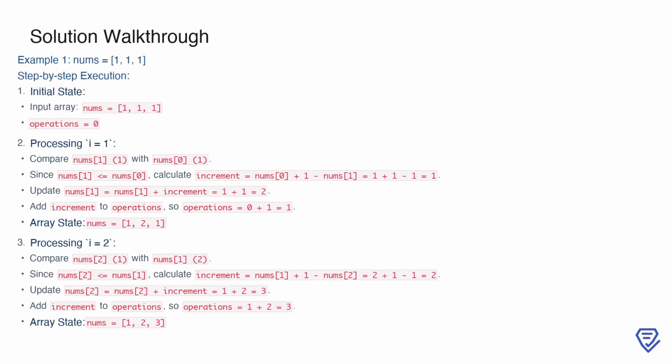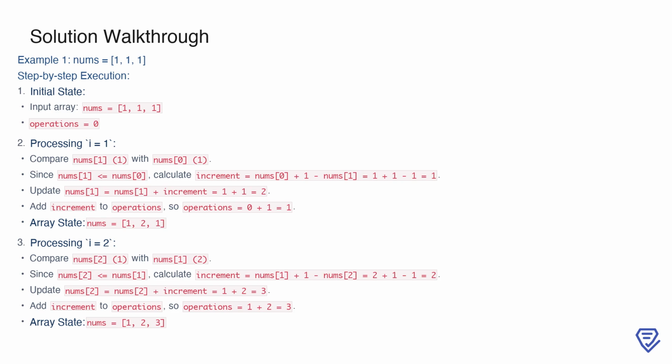To solve this problem, let's start with the example where nums equals [1, 1, 1]. Initially, the input array is [1, 1, 1], and the operations counter is set to 0. First, we process the element at index 1. Here, nums[1] equals 1, which is not greater than nums[0], also 1. To make nums[1] greater, we calculate the increment needed as nums[0] plus 1 minus nums[1], which gives 1. We then update nums[1] to 2 by adding the increment, and the operations counter is updated to 1. The array now becomes [1, 2, 1].